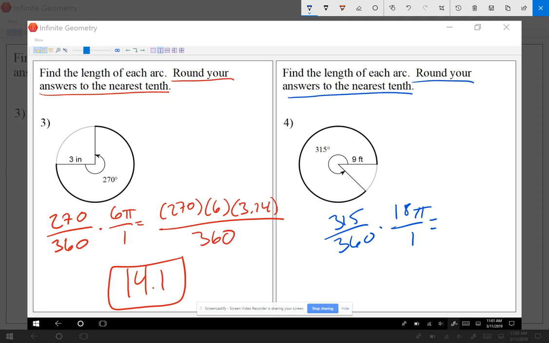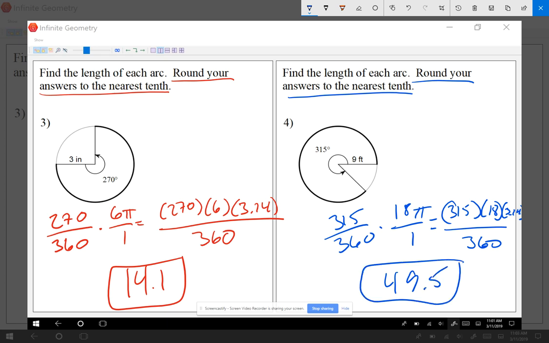Because I'm going to use pi as a decimal, I'm not going to worry about simplifying. On the top, I'm just going to go 315 times 18 times 3.14. I'm just multiplying my top numbers divided by 360. So 315 times 18 times 3.14, divide everything by 360. I'm going to call this 49.5 because I'm going to round it to one decimal place.